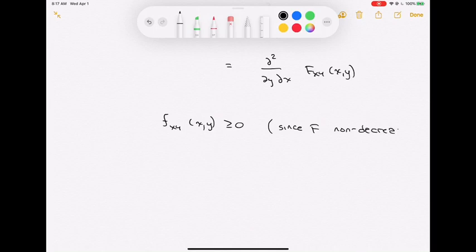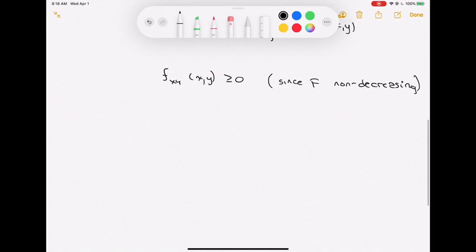Since it's a non-decreasing function, when you differentiate it, you end up getting the probability density function as being non-negative, which is totally sensible. We wouldn't think of having a negative probability density; you integrate that, you would get negative probability, which just doesn't make any sense. That violates our basic axioms of probability.